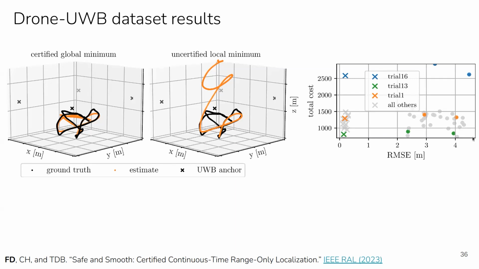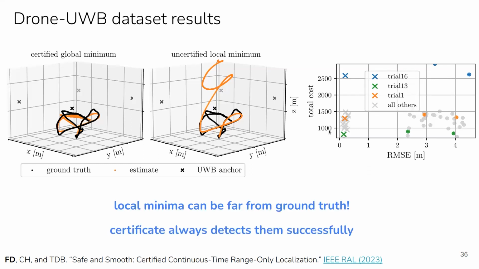You can see here the cost of the optimal solutions versus the RMSE for different trials in different colors. If we look at the orange one, which is the one shown on the left, the global optimum is here on the left with quite a low RMSE. And the local optima have very high RMSE, but almost the same total cost. So the cost would be a poor indicator of whether you find the global or local optimum. Instead, our certificate detects these cases successfully.